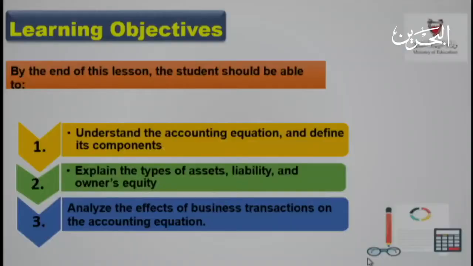Our learning objective for this lesson: at the end of this lesson, the student should be able to understand the accounting equation and define its components. Second, explain the types of assets, liability, and owner equity. Finally, analyze the effect of business transactions on the accounting equation.